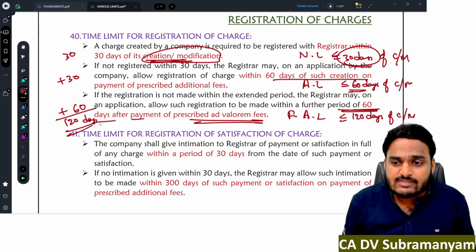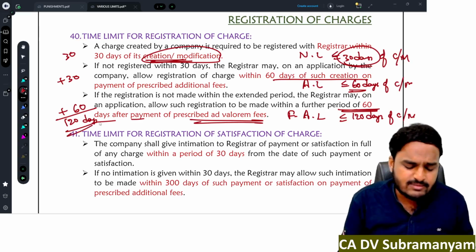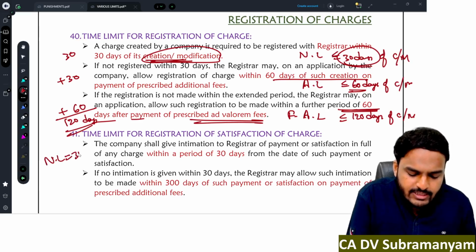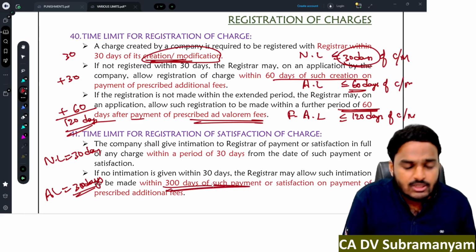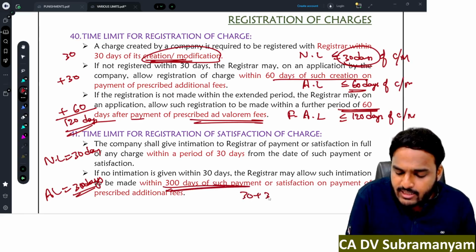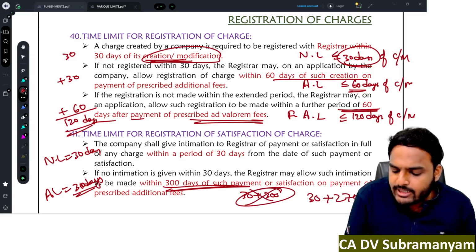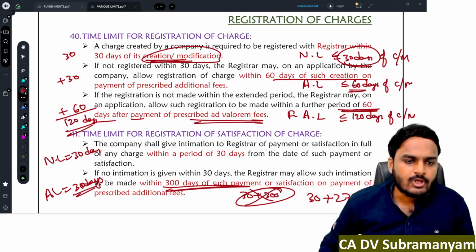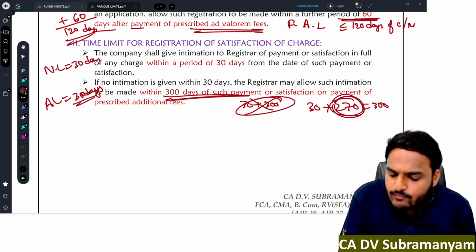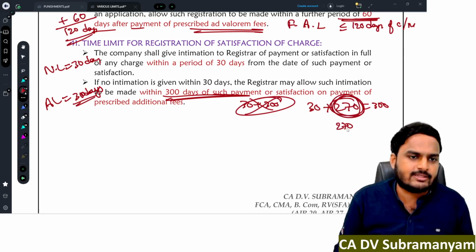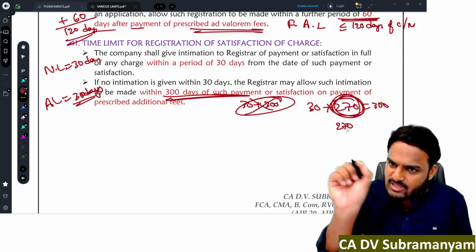In case of satisfaction of charge, the time limit is very simple. Normal limit is 30 days. Additional limit is 300 days of satisfaction of charge. It is not 30 plus 300. It is 30 plus 270 equal to 300. That means additional time limit, further time limit is just 270 days. Just read the provision one more time.